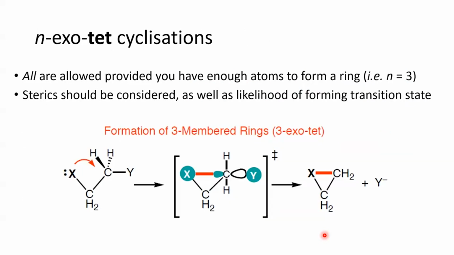So now we've got that out of the way, let's look at some of the predictions made by Baldwin's rules. For n, so essentially, any number of exo-tet cyclizations, all are allowed provided that there are enough atoms to actually form a ring. So effectively, you need to start at n being 3, but as you increase that number, any exo-tet cyclizations should be favoured. You do need to consider sterics as well as the likelihood of the transition state forming, but there are even examples of these 3-membered strained systems forming according to Baldwin's rules.